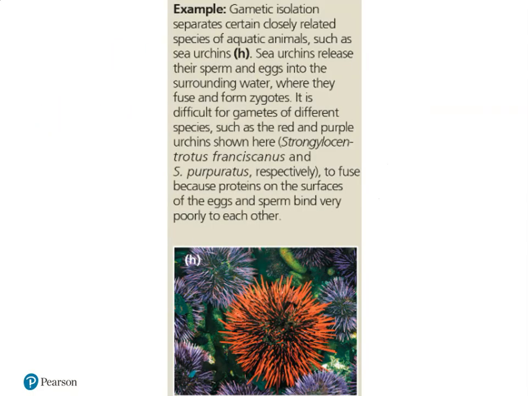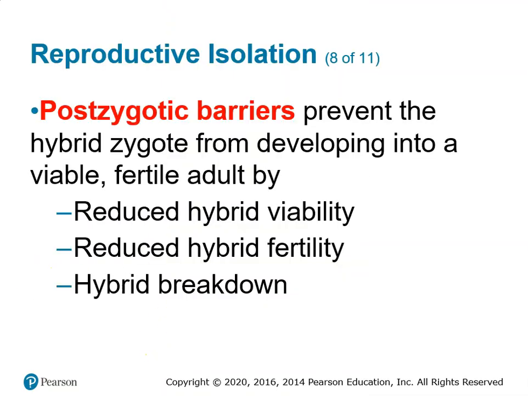And gametic isolation: sperm in one species may not be able to fertilize eggs of another species. For example, this is the case in corals and sea urchins. Sea urchins release their sperm and eggs into the surrounding water. Everybody's around each other, but it's difficult for the gametes of different species, such as the red and purple urchins shown here, to fuse, because proteins, so genetics, right? Central dogma, DNA to RNA to protein, on the surfaces of the eggs and sperm bind very poorly to each other, so they can't fuse together. And so that's prezygotic.